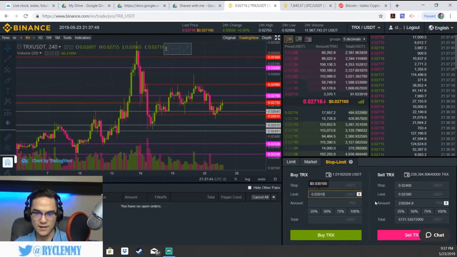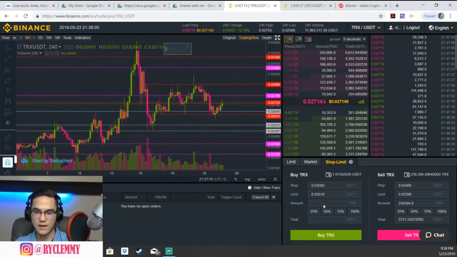But you would do something like this, again, a 10-point range. And now what this is saying is once Tron, if you were sleeping or during the day or any time, hit 3 cents, it's automatically going to place a buy order for you at this price. And then you put in how much you want to buy and you'll place your order.